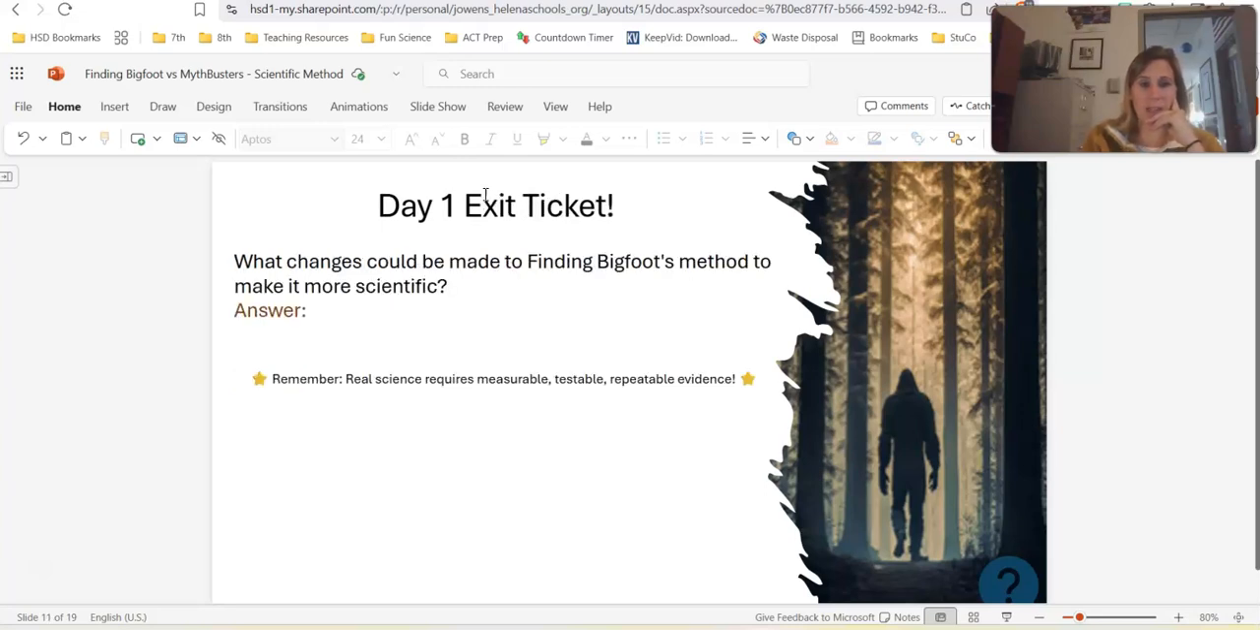Okay, your exit ticket for day one. What changes could be made to Finding Bigfoot's method to make it more scientific? You should list a couple there. Remember, real science requires measurable, testable, and repeatable evidence.